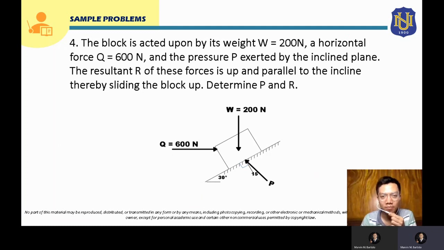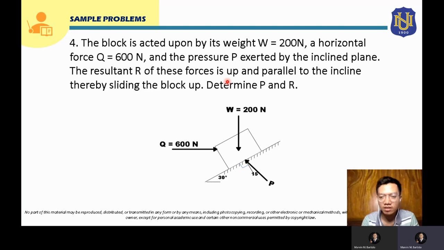So the block is acted upon by its weight W, which is equal to 200 Newton, a horizontal force Q equal to 600 Newton, and the pressure P exerted by the inclined plane. The resultant R of these forces is up and parallel to the incline, thereby sliding the block up. So determine P and R.